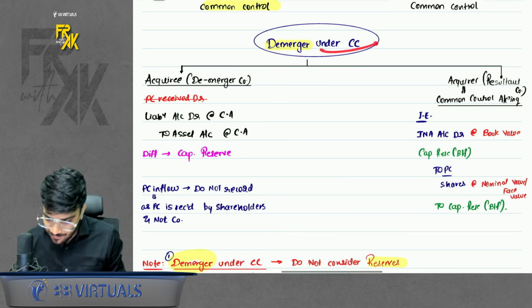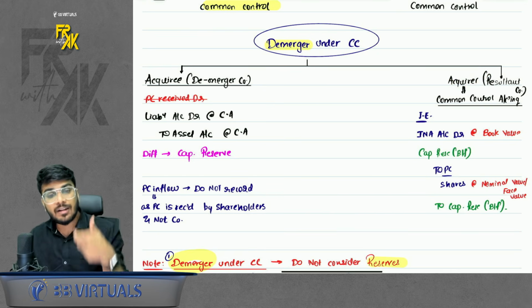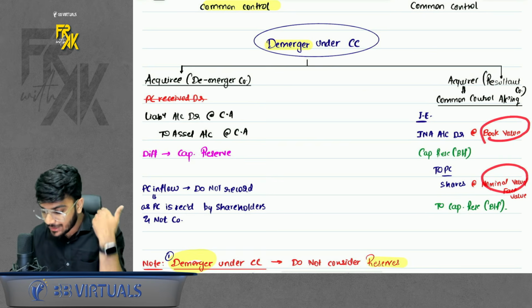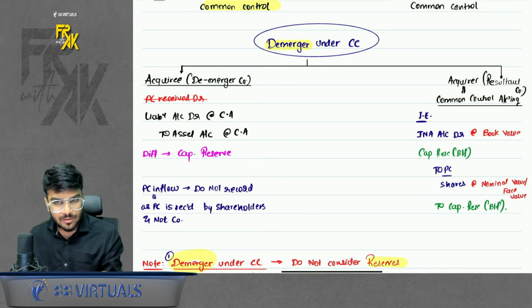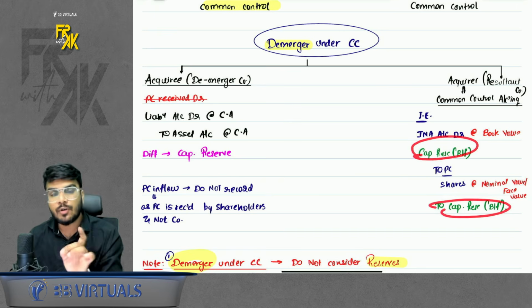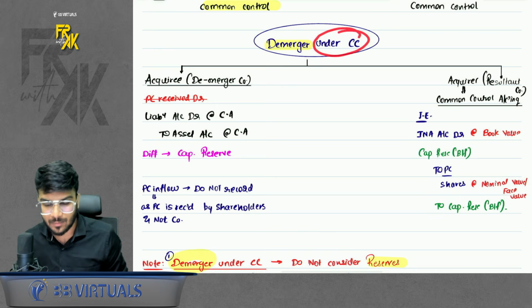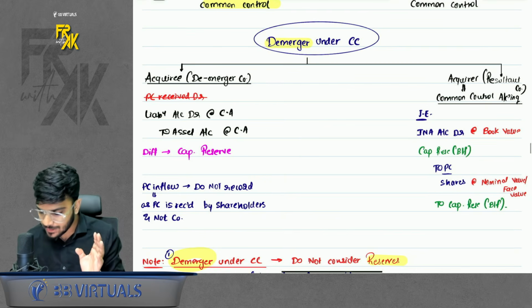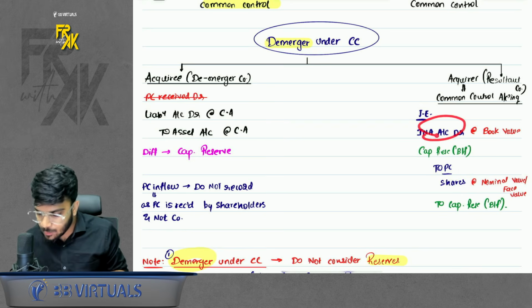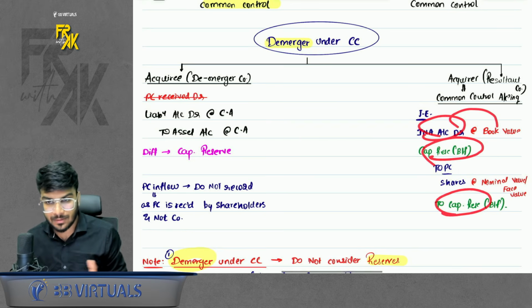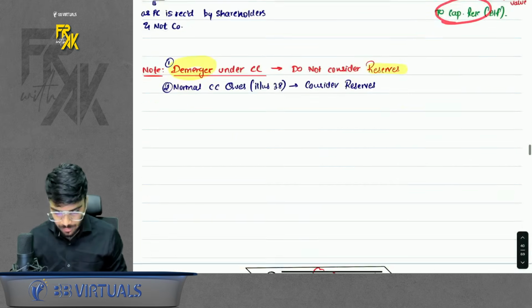Why? In case of common control, as we discussed, we will take over everything at book value. We will issue the PC at nominal value. And the difference, if it comes, won't be transferred to goodwill or capital reserve, it will be transferred to capital reserve, because this is a demerger under common control. So you will issue the PC at nominal value, take over the assets at book value, and the difference will go to capital reserve. Simple. Do remember that.